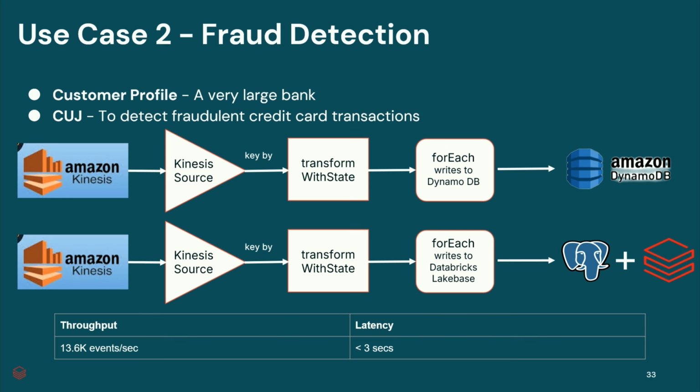So they POC'd two different variants of this on real-time mode. One is reading from Kinesis using transformWithState, and then they use the operator forEach to write the data to DynamoDB. They wanted to serve the results in DynamoDB, but they also tried something else. They ran the same workload, same workflow, but they wrote the results to Lakebase. I think that was also announced in the keynote today. Lakebase is a Postgres offering at Databricks.